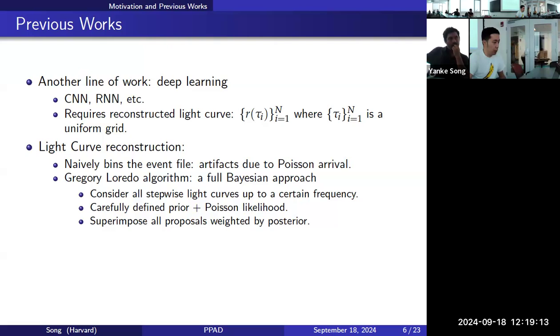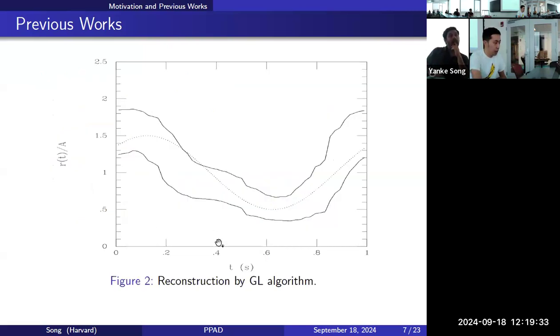And for each of the proposals, you compute the Poisson likelihood of that given the event files, which gives you a posterior probability. And then you can superimpose all those proposals weighted by the posterior probability. And then it gives you a light curve reconstruction result. Here is actually a visualization of the Gregory-Loredo algorithm, where this dashed line is the true light curve. And you see it also gives you an upper and lower bound for the reconstructed light curve.